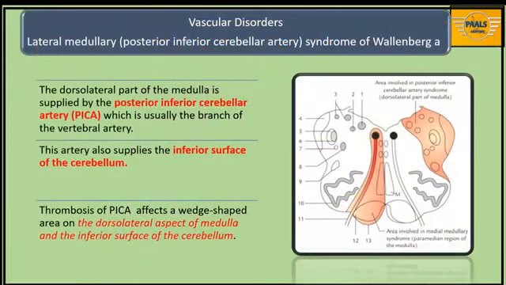We will now consider some vascular disorders that can be associated with the medulla. The first we will consider here is the lateral medullary syndrome of Wallenberg. The dorsolateral part of the medulla is supplied by the posterior inferior cerebellar artery, which we call PICA. This is the region of supply. This is the region of the dorsolateral aspect.